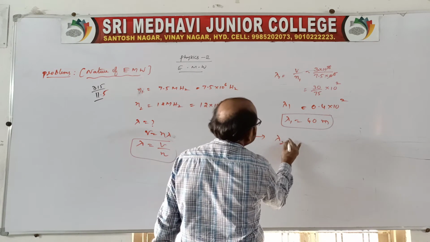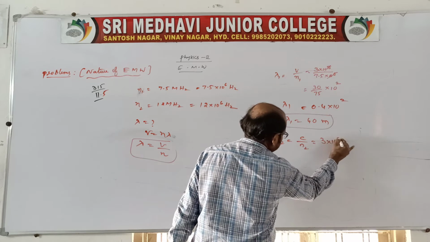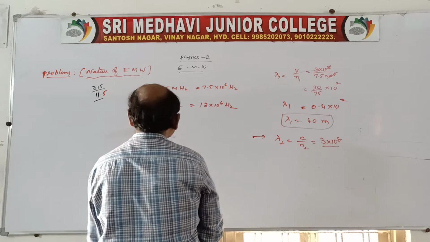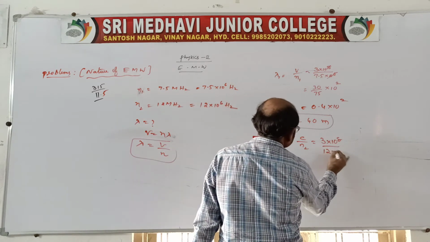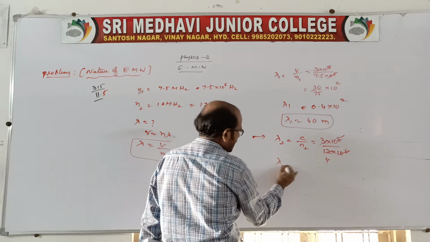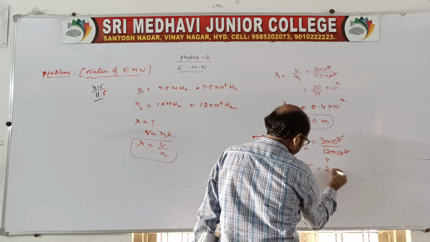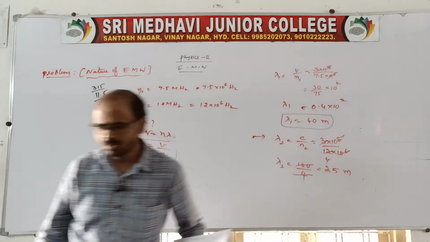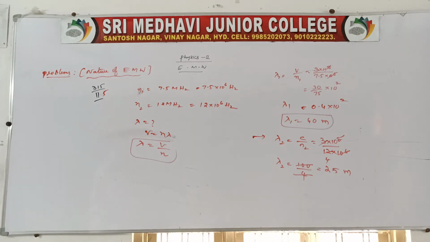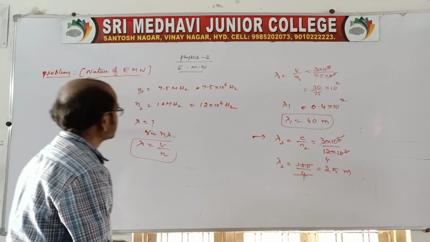And go for the second, it is c by n2. The velocity of light is 3 into 10 power 8 by n2, which is given as 12 into 10 power 6. Of course 10 power 6 is cancelled, 3 ones 3, 3 fours. Lambda 2 is equal to 100 by 4. So 4 ones 4, 25 meters. So this is about the corresponding wavelengths for the given frequencies.